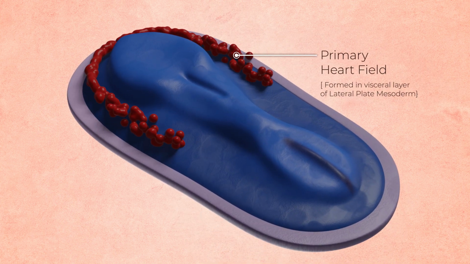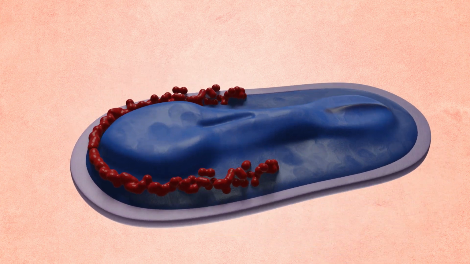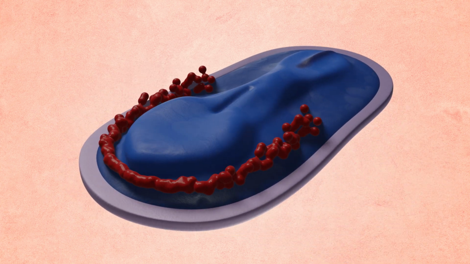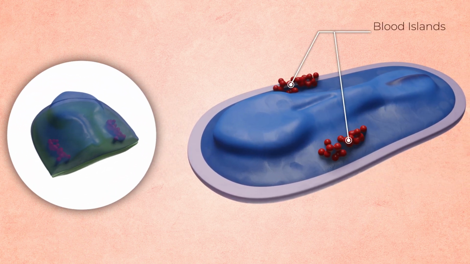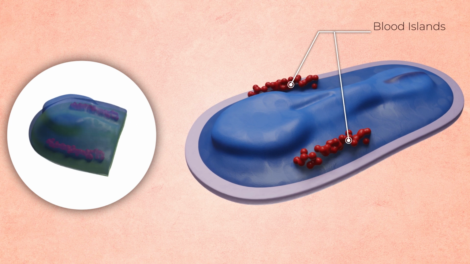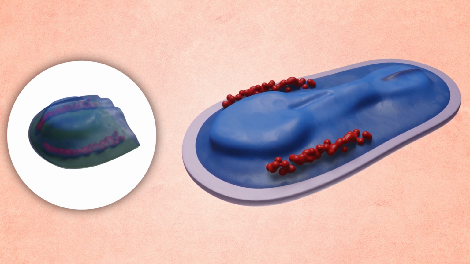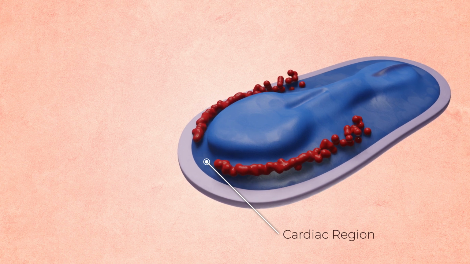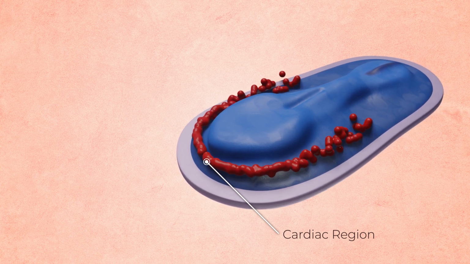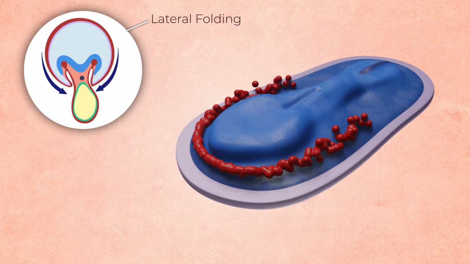These progenitor heart cells are stimulated by the endoderm to form blood islands. These unite from either side of the embryo to create a horseshoe-shaped tube at the cranial end within the lateral plate mesoderm, essentially forming the cardiac region at the head end of the embryo. The embryo folds cephalocaudally and laterally from day 18 to day 22.